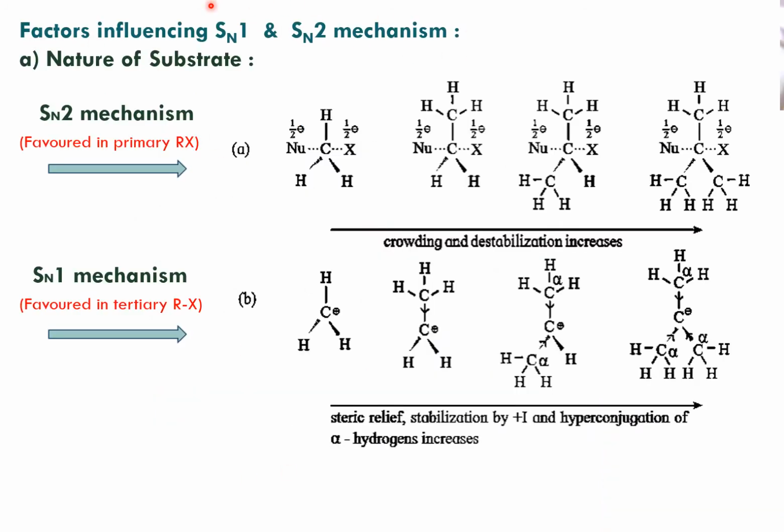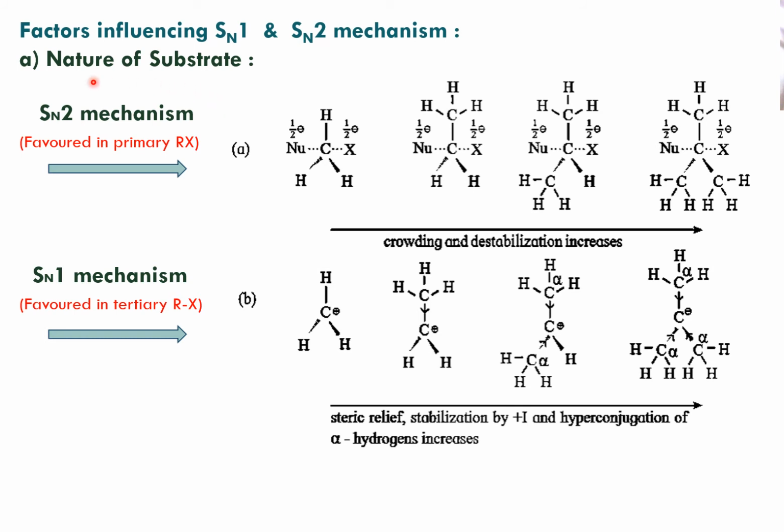So, factors influencing the SN1 and SN2 mechanisms. For the SN2 mechanism, the first factor is what? Nature of the substrate. So the SN2 mechanism is favored in primary alkyl halides, while the SN1 mechanism is favored in tertiary alkyl halides. So why is it so?